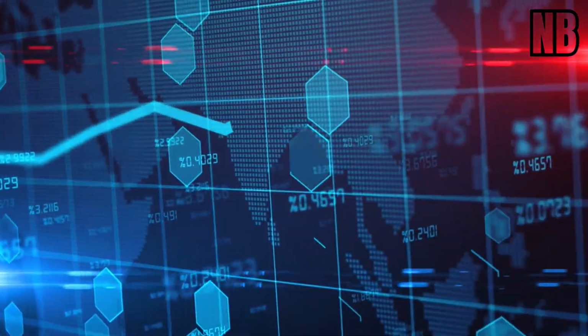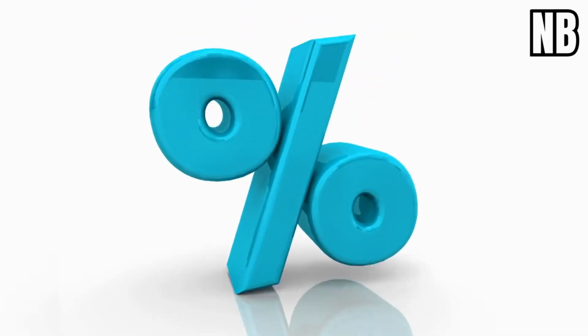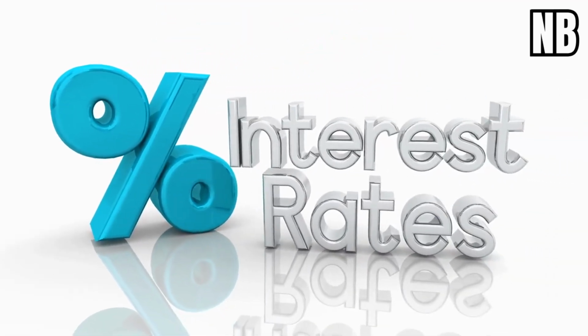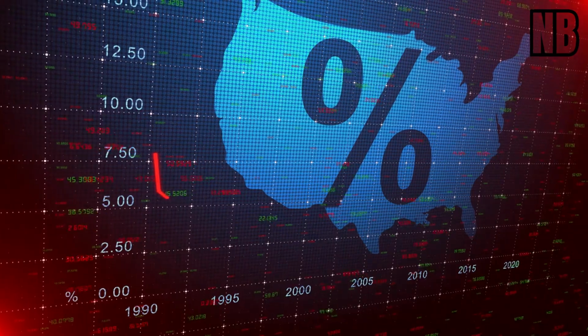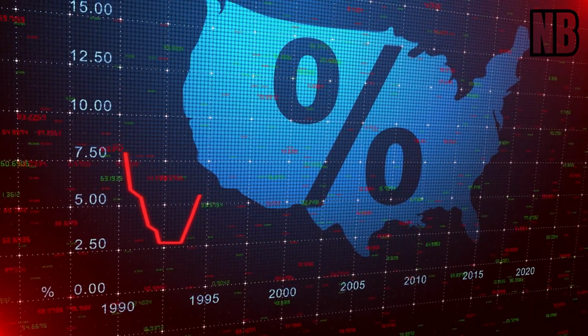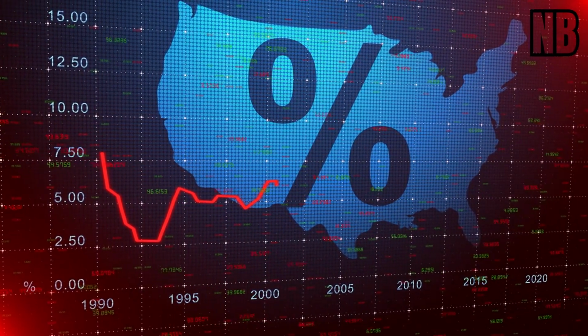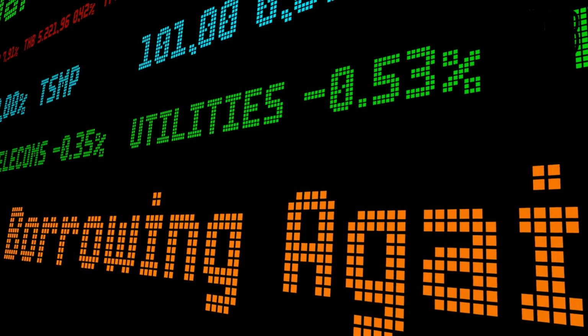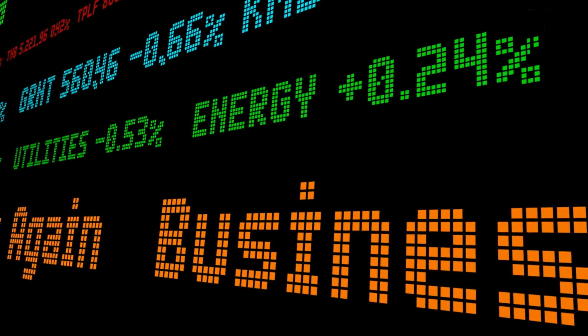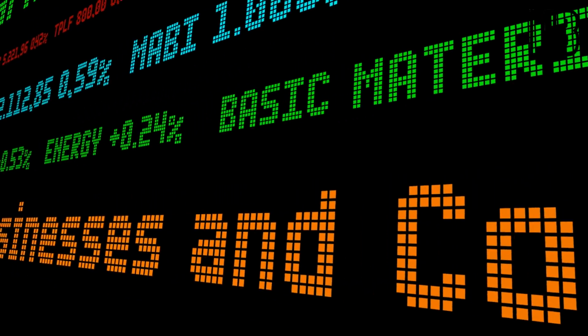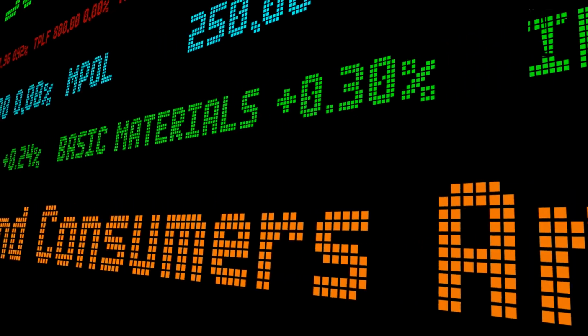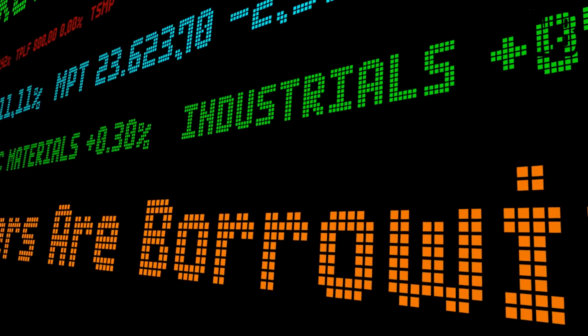2. Role of interest rates. Interest rates are the cost of borrowing money. When a central bank raises interest rates, it becomes more expensive to borrow money. This affects various aspects of the economy, including consumer spending, business investments, and overall economic activity.